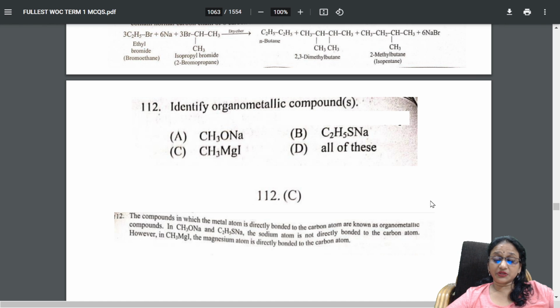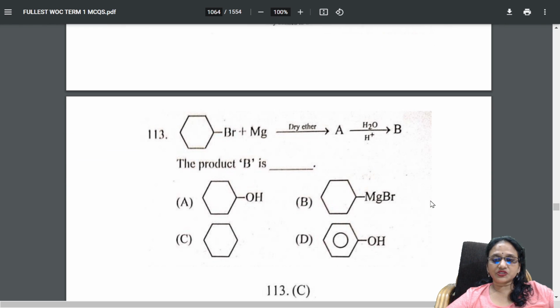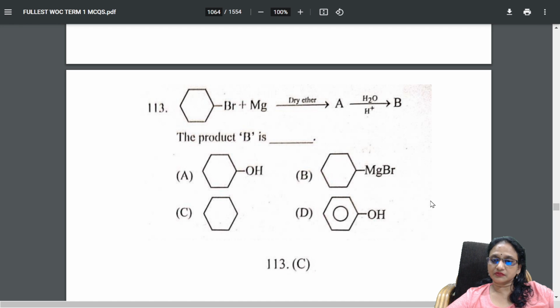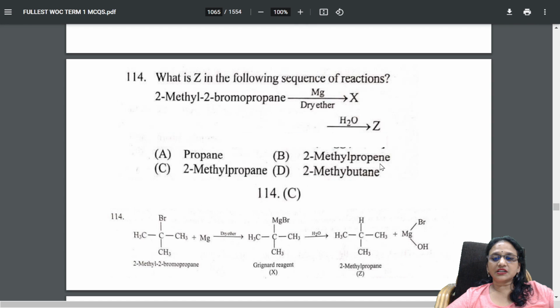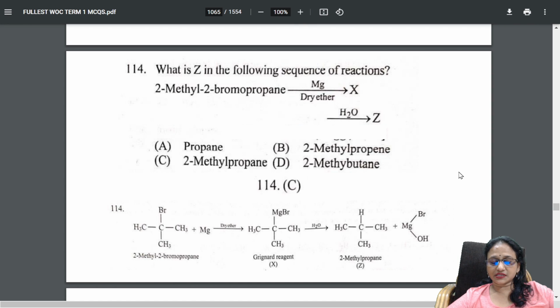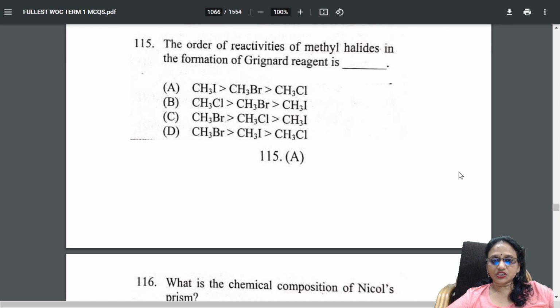Organometallic compound, that's nothing but Grignard's reagent. Grignard's reagent questions are very important. Yes. All right. Then further Grignard's reagent questions are given like this. So the order of reactivity towards Grignard's reagent.